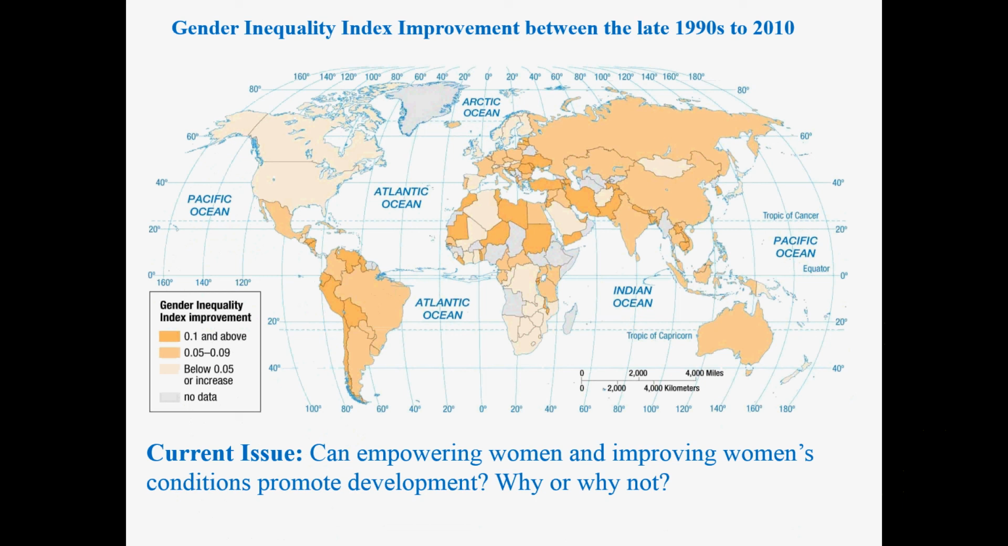This is a gender inequality index improvement between the late 1990s to 2010. We do see some regions that have gone through important improvement, but still you see some regions, especially some countries in sub-Saharan Africa, with very little improvement over time.